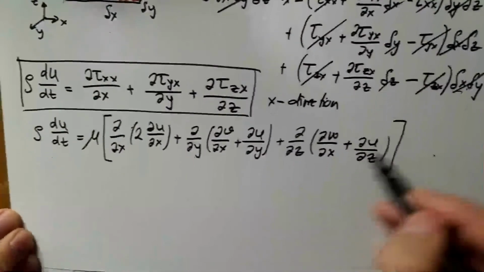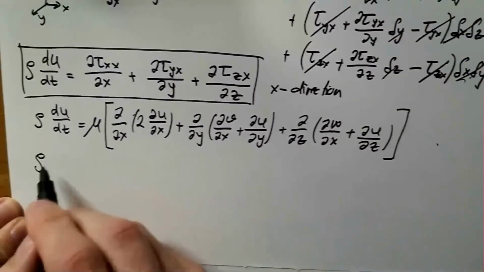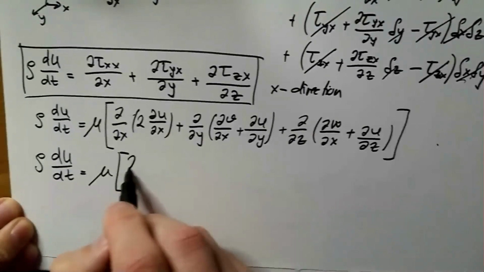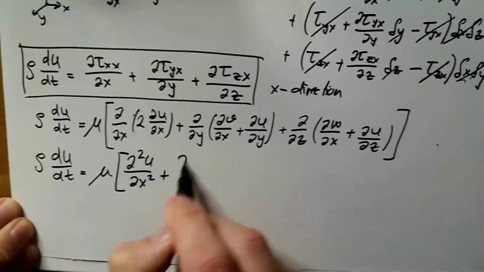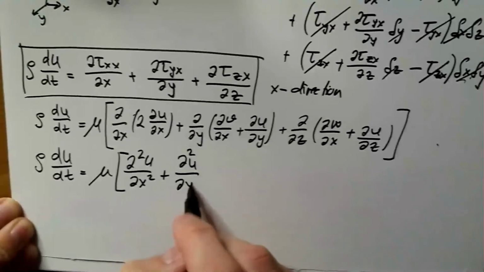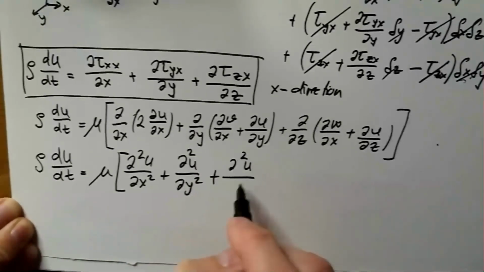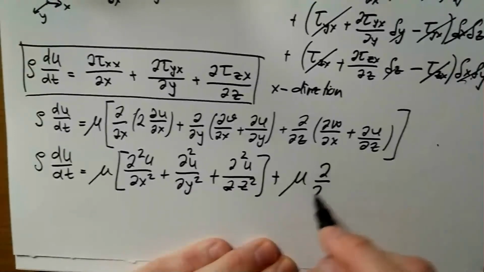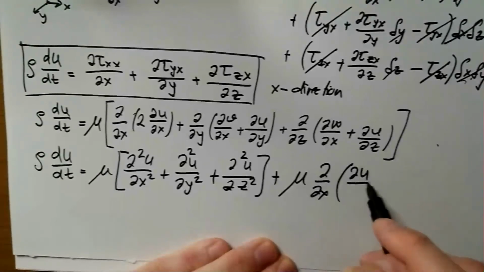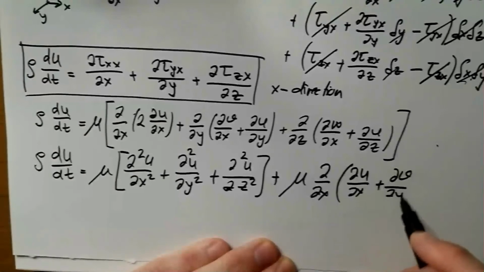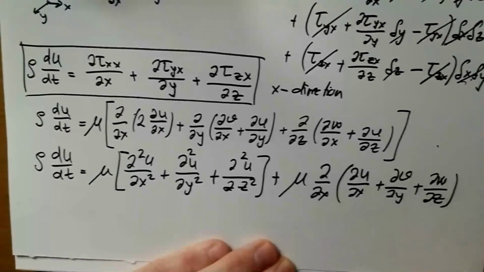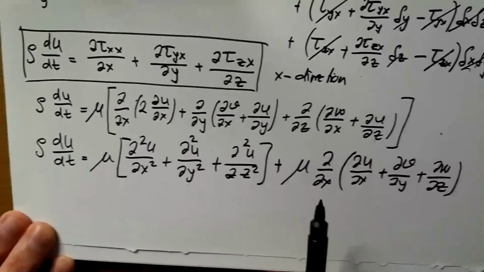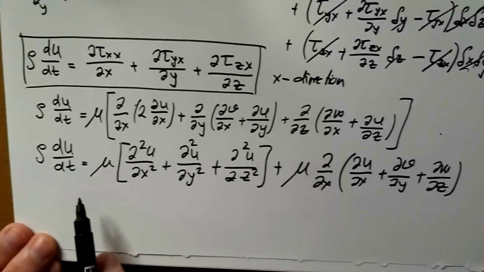Now you can rearrange these terms to get this. Rho du dt is equal to mu, that multiplies delta second u over delta x squared plus delta second u over delta y squared plus delta second u over delta z squared, plus mu delta x of delta u over delta x plus delta v over delta y plus delta w over delta z. What I'm saying is that this right-hand side is exactly the same as this right-hand side. I just rearranged terms. Finally, I can put this in the vector form now to generalize to all three directions, not just the u component.